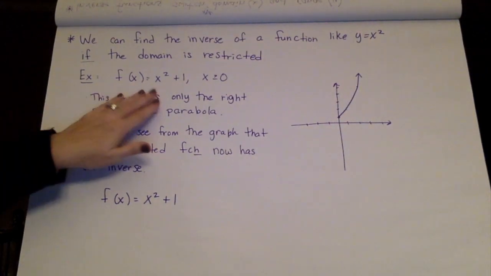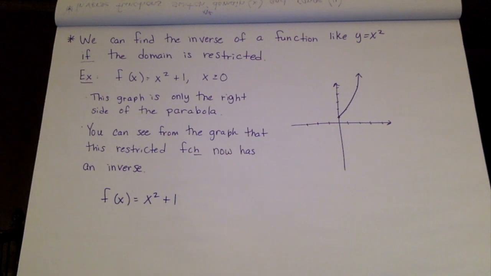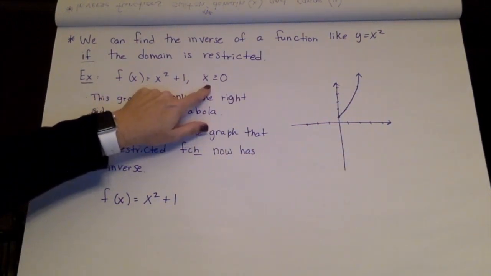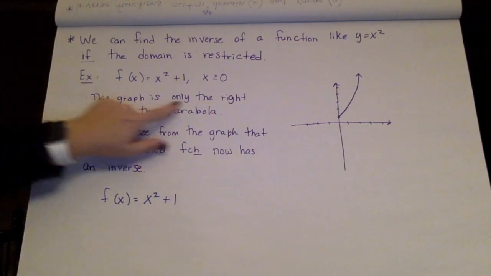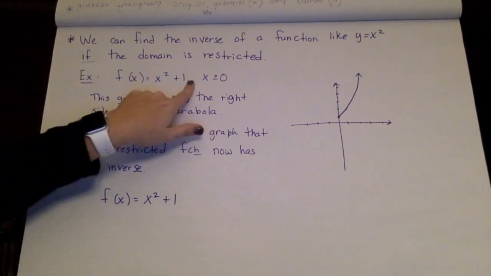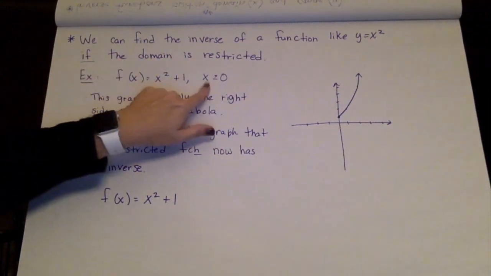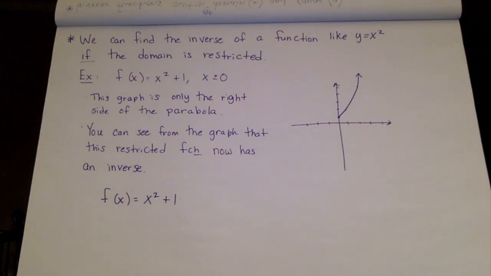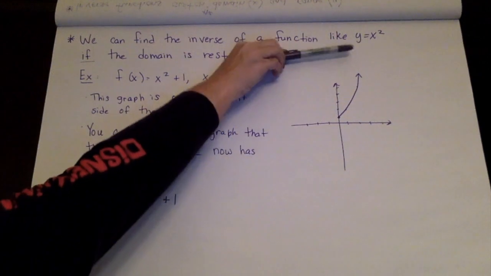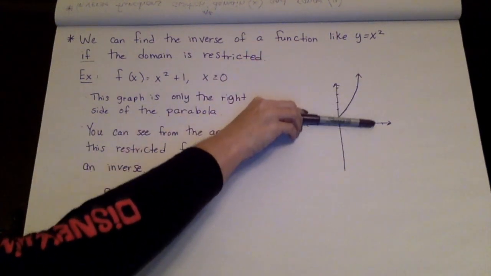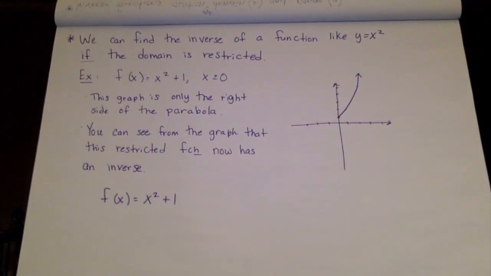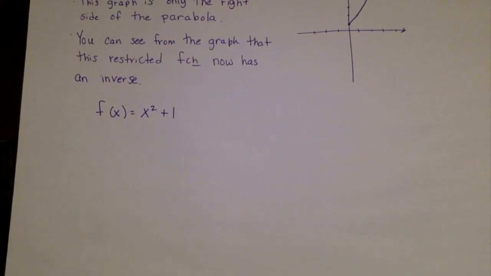So we have this problem, f of x equals x squared plus 1. But now it says x is greater than or equal to 0. So only the right side of this parabola is what we're talking about, right? We have this function, but this tells us that we're only looking at the right half of it, okay? We can see from the graph that this restricted function now has an inverse, right? We have to use that horizontal line test, and because I'm only looking at half of the parabola, it now has an inverse.